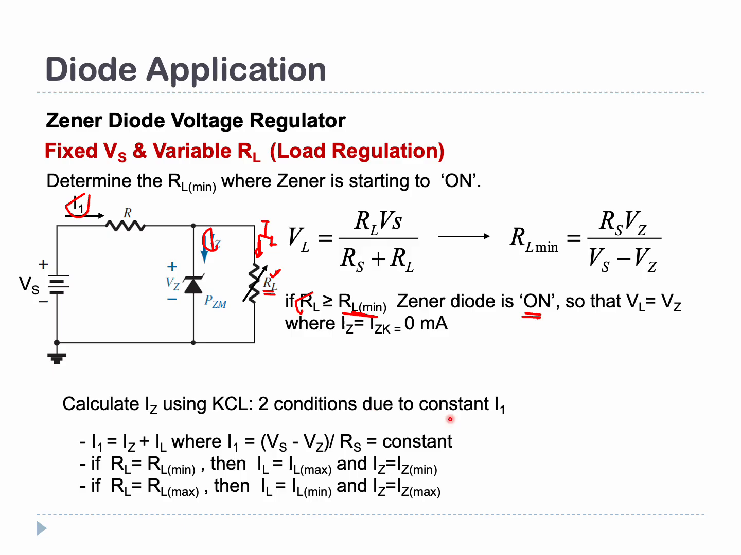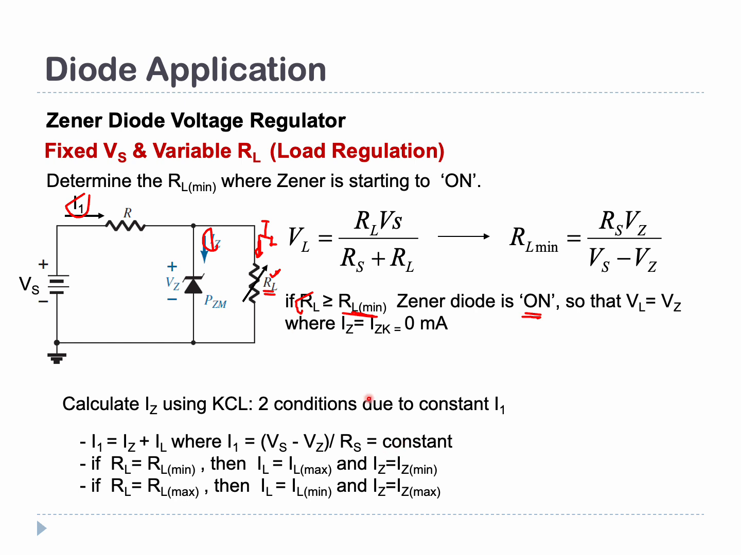There are two conditions, due to constant I1. Let's assume that I1 is constant. When your I1 is constant, KCL says I1 equals IZ plus IL. How to find I1? I1 equals Vs minus Vz if your zener is turning on. I1 can be calculated by Vs, the voltage source, minus the zener voltage, over Rs. Then you will get a constant I1.